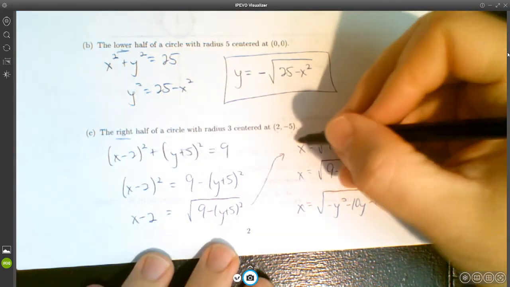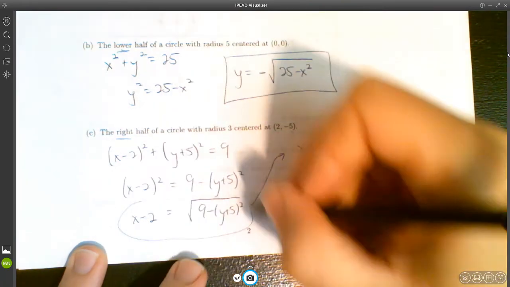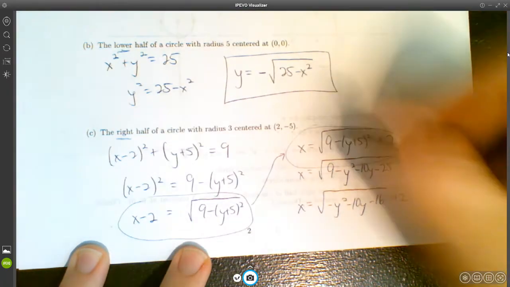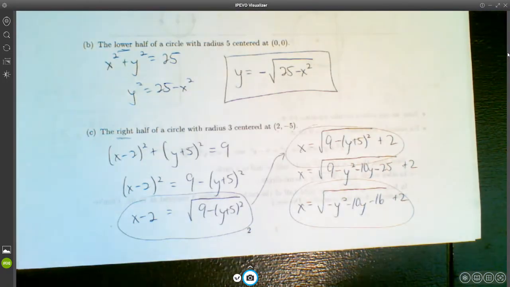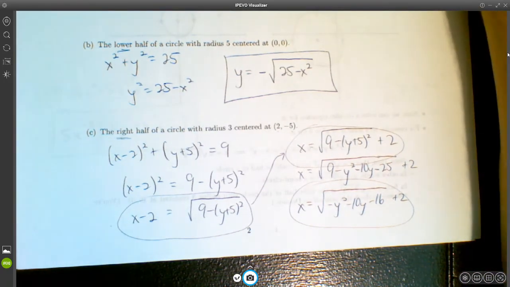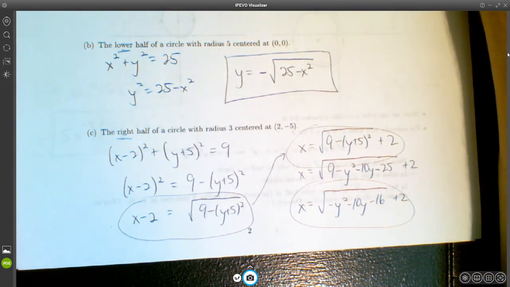So, I don't know. Like, this one would be fine. That answer would be fine. This answer would be okay. Any of those, right, would do the trick. Okay, so that's how that works. So circles, really not much to them.